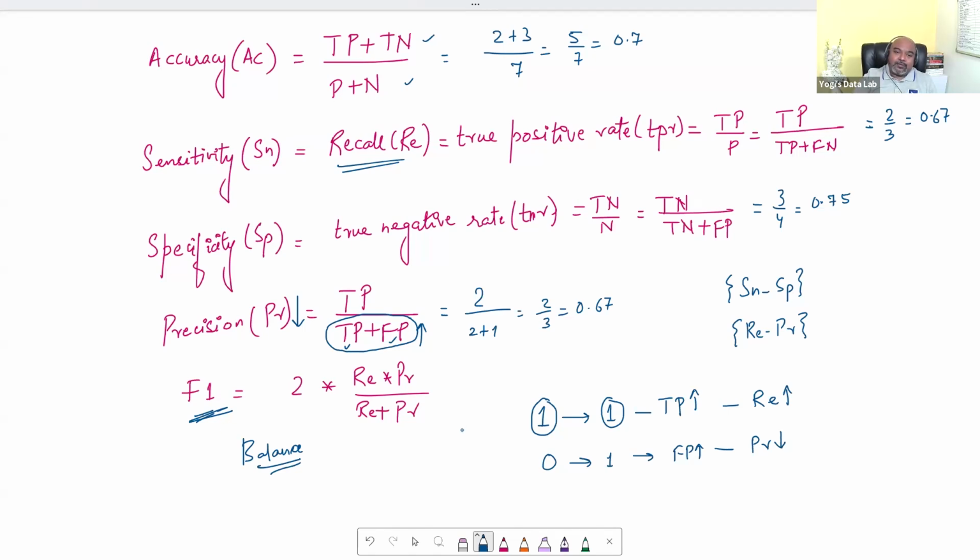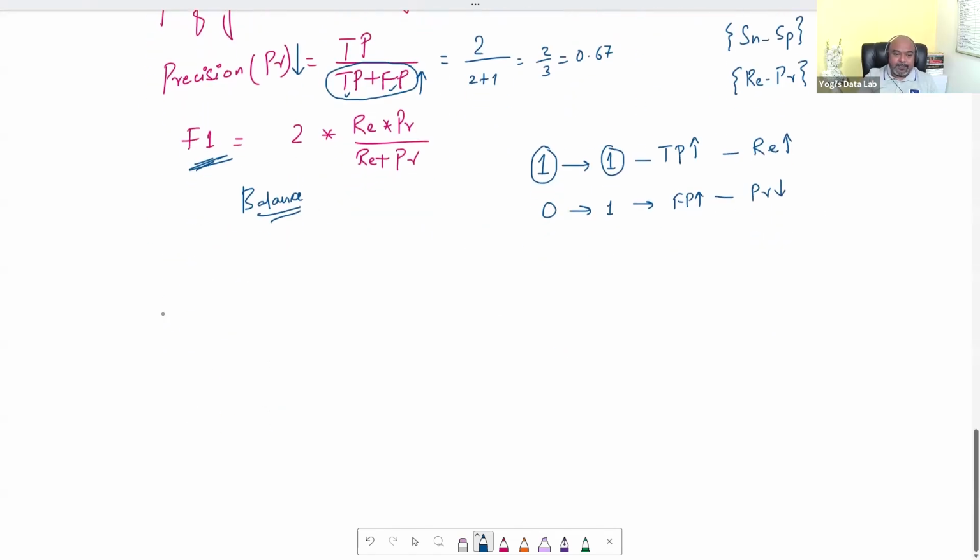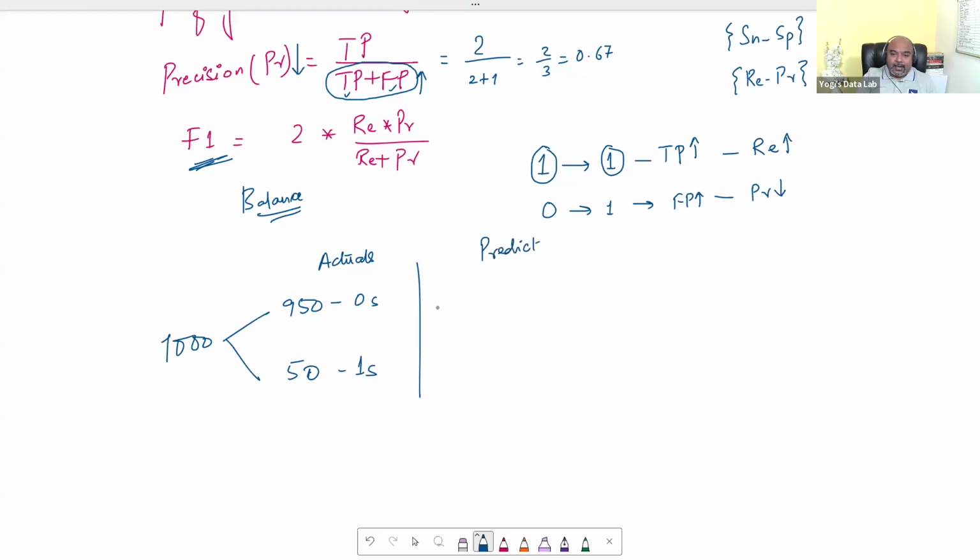Why is accuracy alone not a very good metric? Let us say you have 1000 rows of data, out of which you have 950 zeros and you have 50 ones. These are the actuals, okay? When I build a model and I predict it, I ended up predicting 950 zeros. I predicted 0 ones.